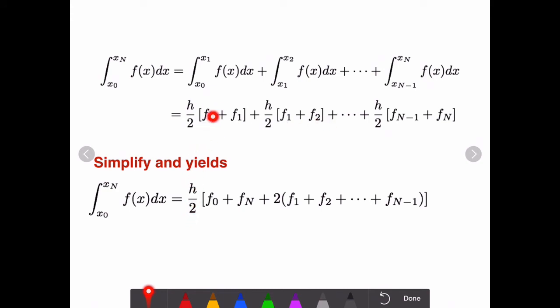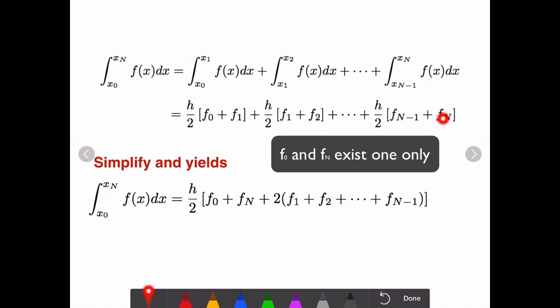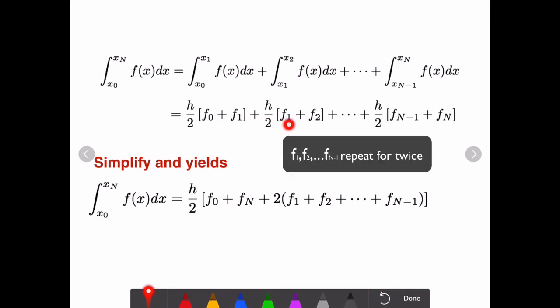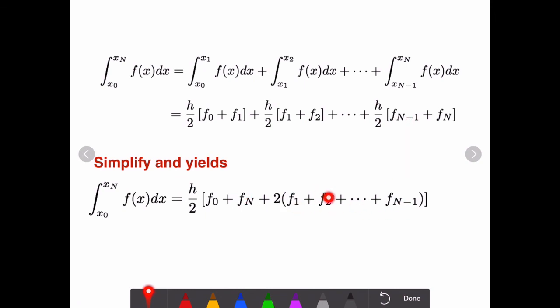You notice that for the first and the last integrals, we have only f0 and fn. But you see we have f1 in the second term, the second integral's formula here. So that's why later there will be 2 f1. The same thing for f2, f3 until fn minus 1. So this is how I make the generalized formula.